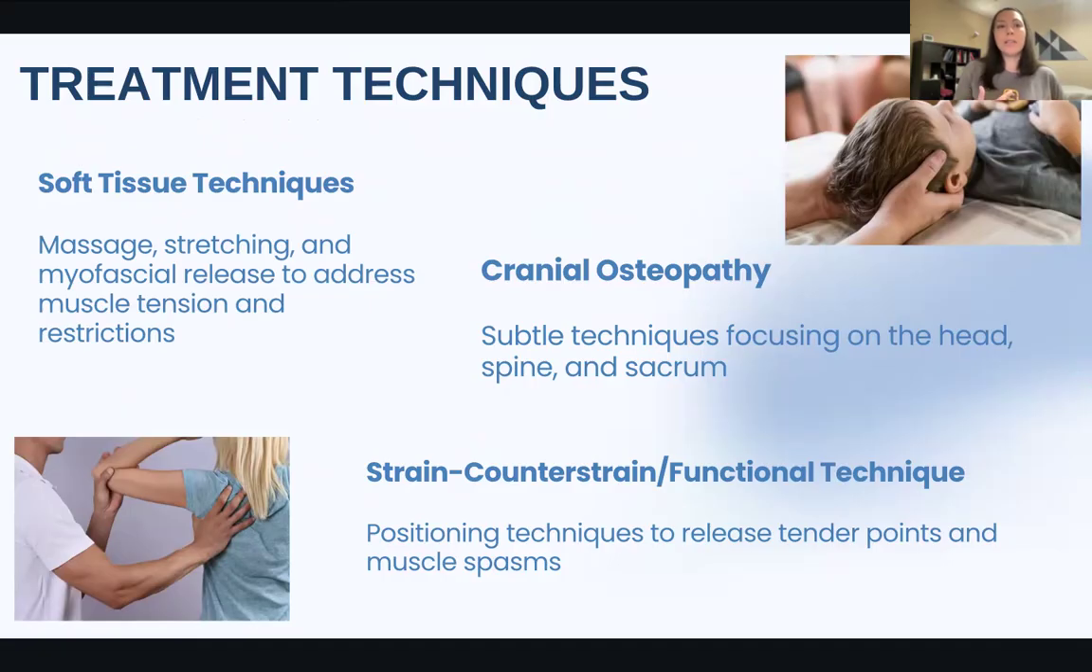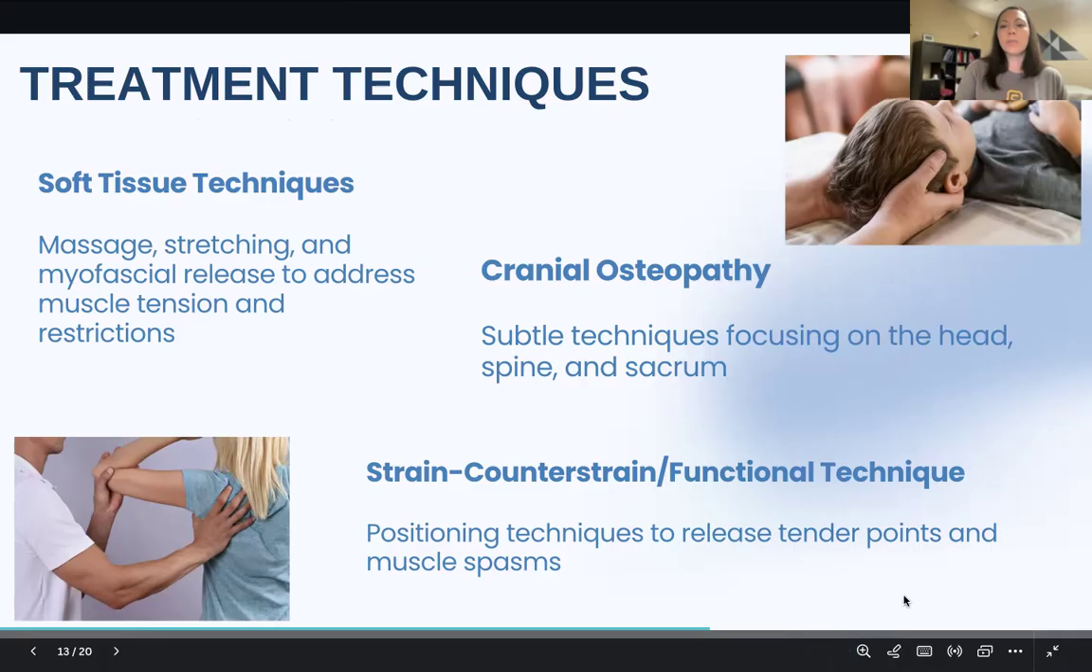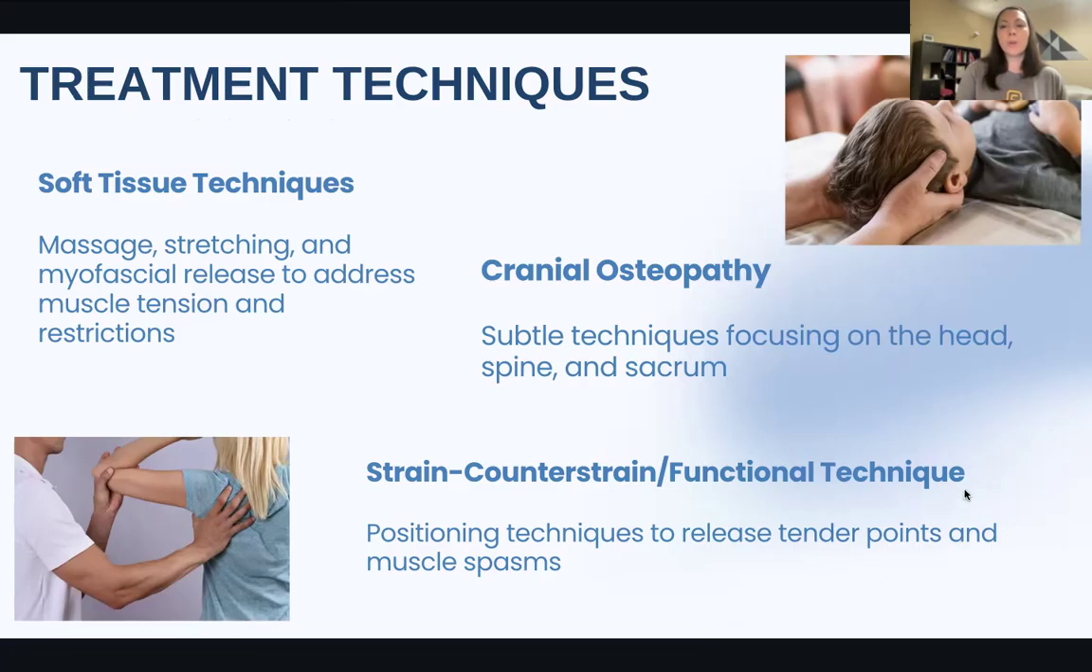There's soft tissue techniques, so your massage, stretching, myofascial. You could use friction, trigger point, skin rolling. Sometimes I don't do a lot of skin rolling, but some practitioners will do a lot of skin rolling. There's cranial osteopathy. This is also the craniosacral. And the subtle techniques focusing on the head, spine, and sacrum. The strain counterstrain, it's also called functional technique, position techniques to reduce tender points and muscle spasms. This can work quite nicely.